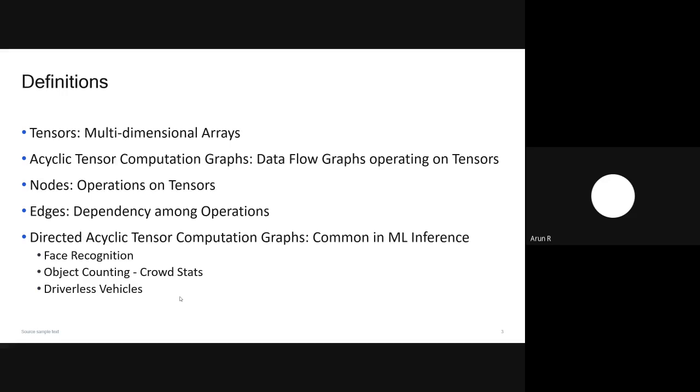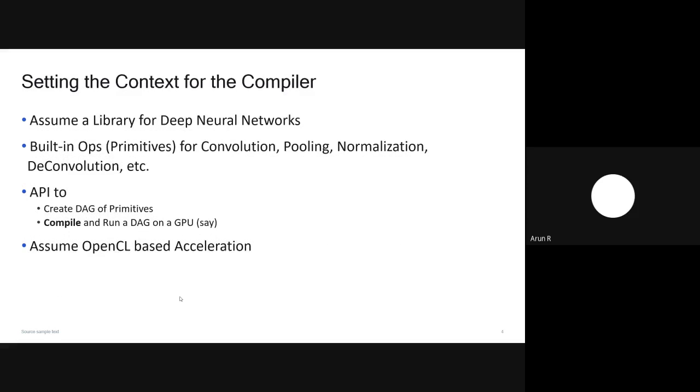And directed acyclic tensor computation graphs are very common in machine learning inference. For instance, they're used in many applications like face recognition, object counting, and driverless vehicles, and so on. So with these definitions, we'll look at the programming model, and then we'll go into the details.